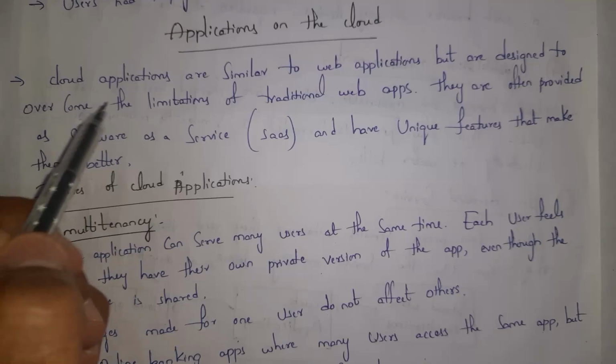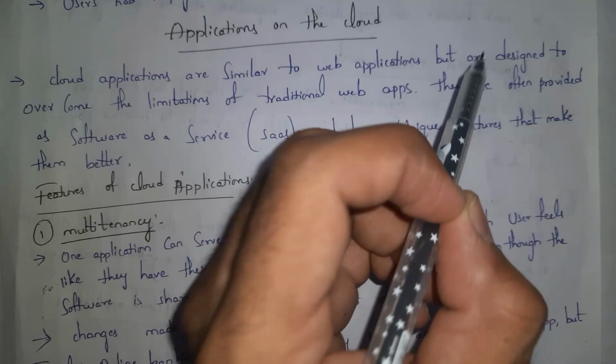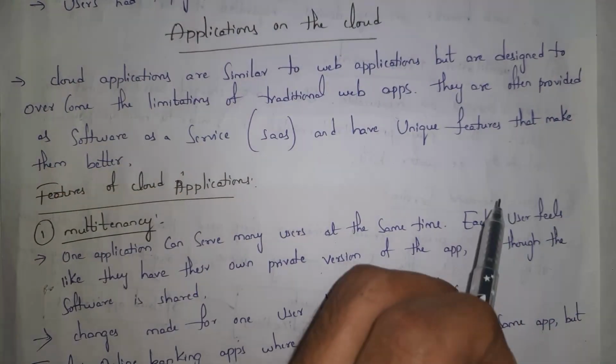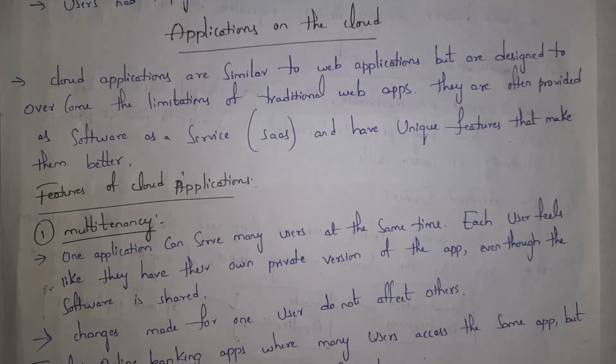So cloud applications are similar to web applications, but they are designed to overcome the limitations of traditional web applications. That is, in order to overcome problems of web applications, cloud applications were introduced. We can place our software in cloud and we call that service as software as a service. These are features of cloud applications.